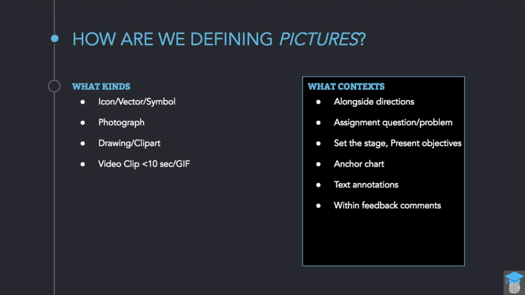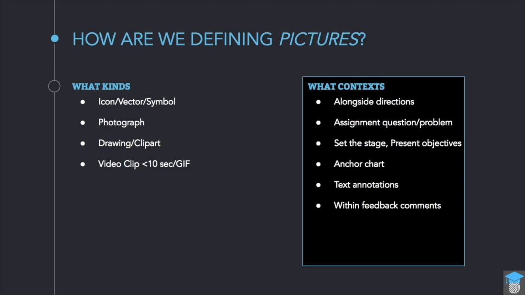The context for using pictures spans across instruction, starting with giving directions. Then, on individual assignment questions, think task cards. Setting the stage or presenting an objective, oftentimes when we're trying to be really transparent with students about learning and language objectives, we use pictures to help anchor those more complex or abstract ideas.